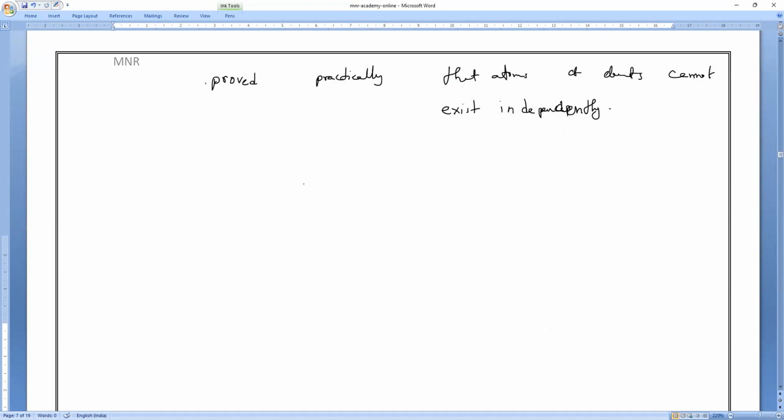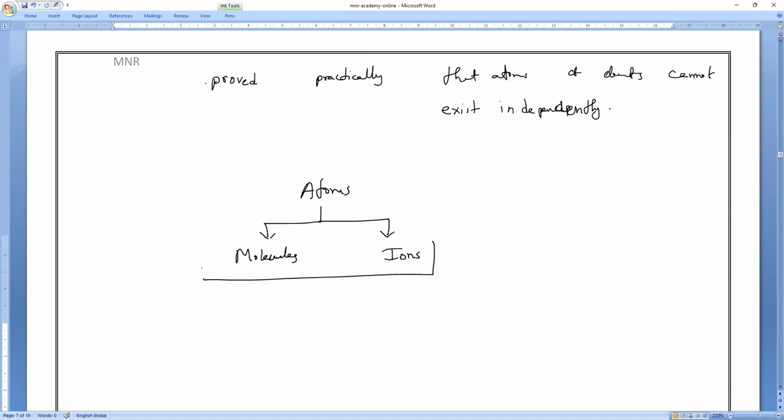Now, how are atoms existing? Please note it. Atoms generally exist in two ways: one is in the form of molecules and another one is in the form of ions. This is the general representation of atoms. The meeting is going to end, then we are going to start the concepts. Make it fast, everybody.